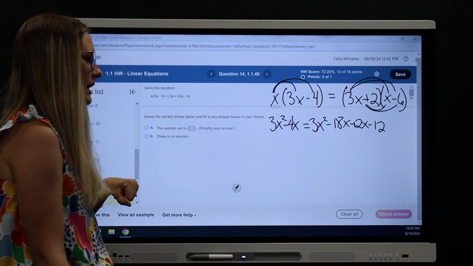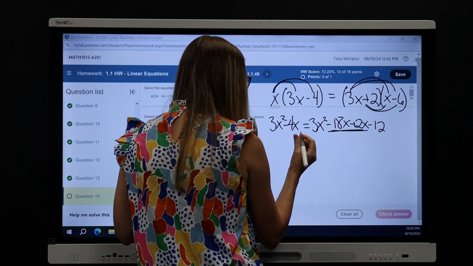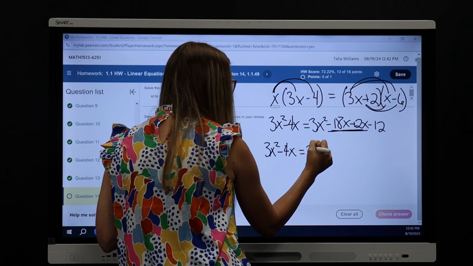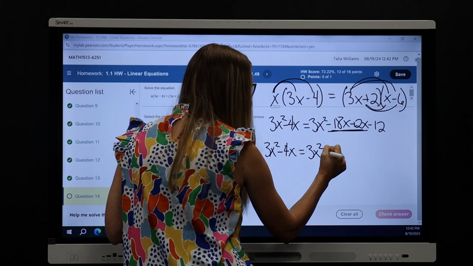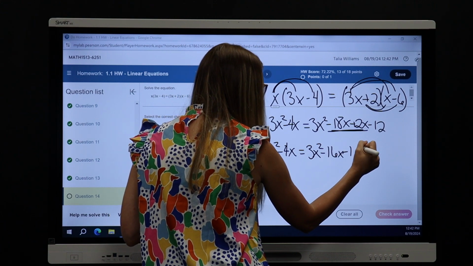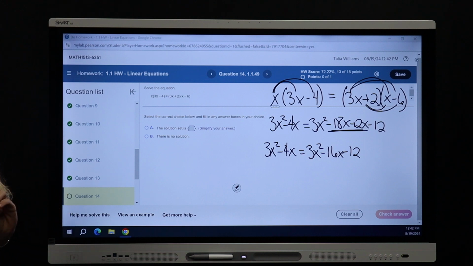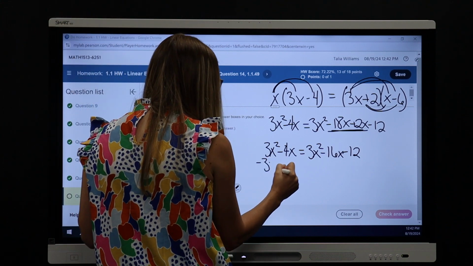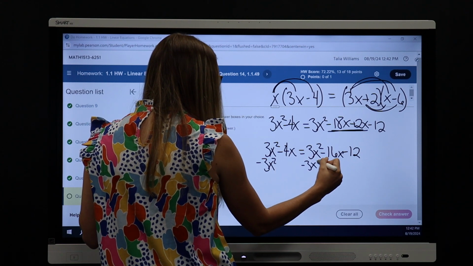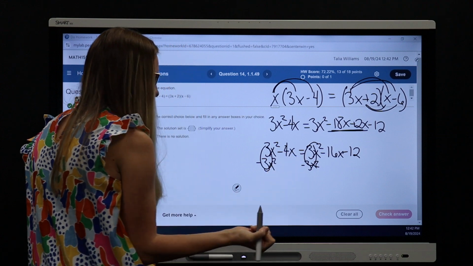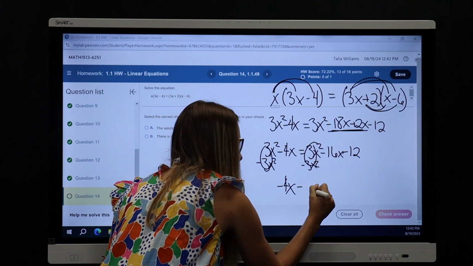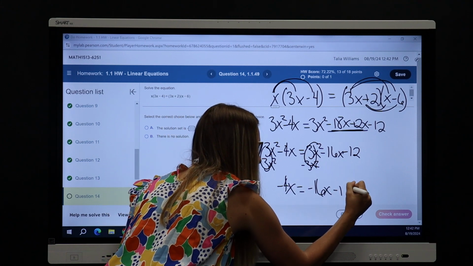Combine like terms on the same side, so we're going to combine these two right here. So I'm going to have 3x squared minus 4x equals 3x squared minus 16x minus 12. Okay, I'm going to start with my x squareds and move them to the same side. If you notice, they're the exact same. So when I go to subtract one, because there's not a smaller one, they're both the same, so they are gone. So I'm left with negative 4x equals negative 16x subtract 12.